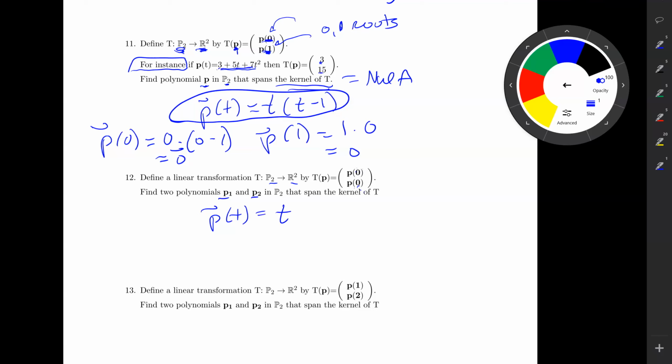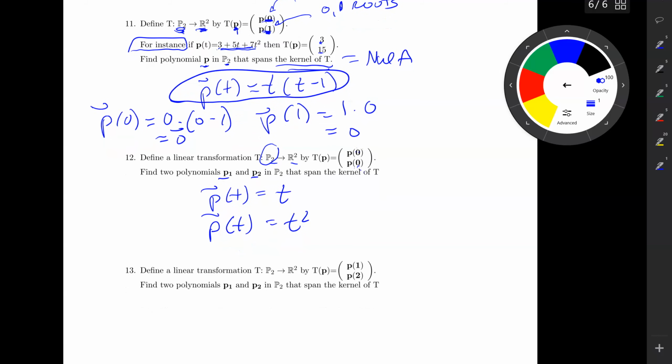Put in t equals 0, I get the 0 vector. What about p of t is t squared? Because the highest degree is 2, right? I could use t squared. So just a little bit of creative thinking here.